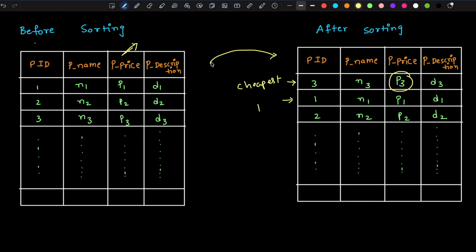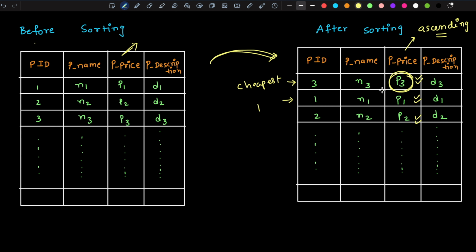So after performing the operation called sorting, you can see at the first place P3 is the smallest one, then I have P1, then P2 and so on like this. The important point to notice in this table is after sorting, the price column is arranged in an ascending order. This is our goal, right? I want to sort them on the basis of the price column.